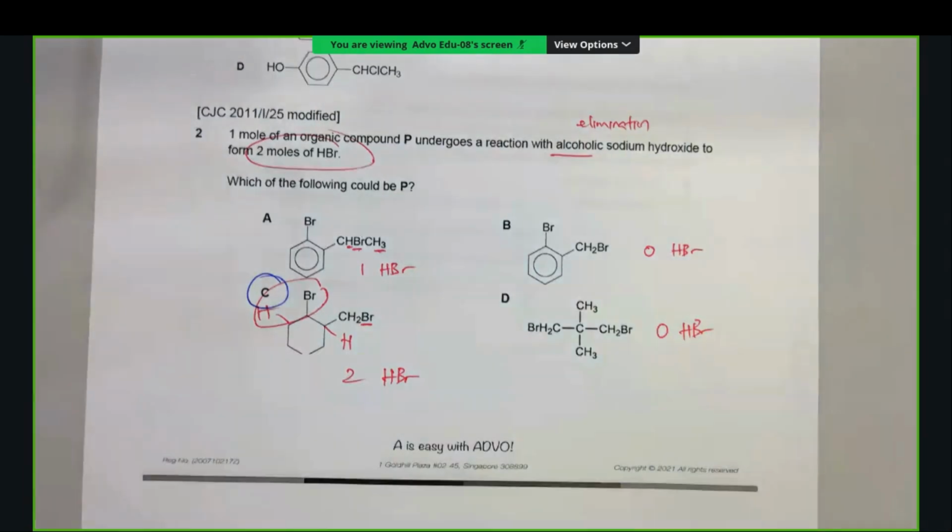Okay, let's move on. So the moment you use ethanolic, then the OH minus will function more like a base rather than a nucleophile. So it extracts the H itself. Okay, the actual mechanism of elimination is not in your syllabus. Okay, next one, question 7.